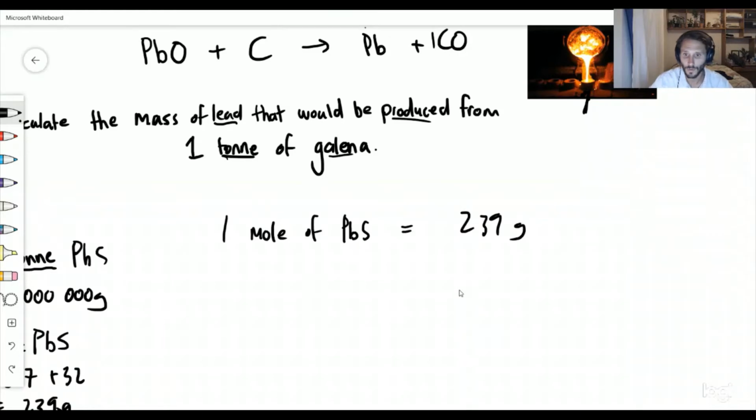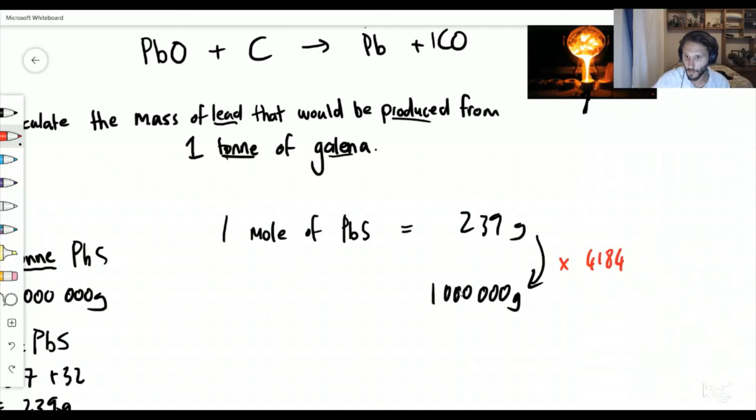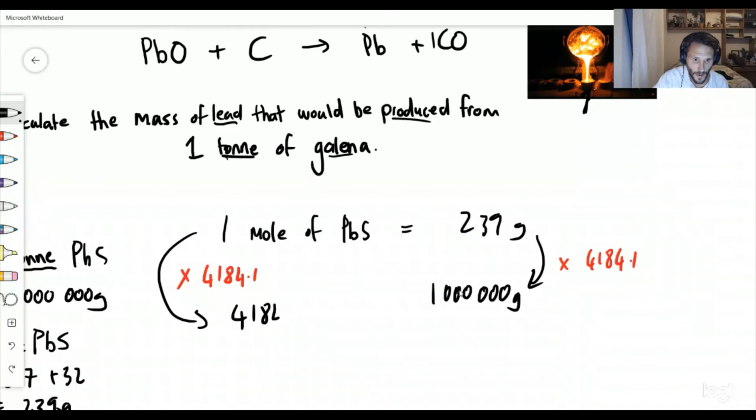So how many moles would 1 million grams be? Well, what do you do to get from 239 to 1 million? Type it into your calculator: 1 million divided by 239, and you're going to get 4184.1. That's the multiplication you have to do to get from 239 to 1 million. Whatever you do to one side, you do to the other, and 1 mole times that is itself. So 4184.1 moles makes 1 million grams. This is talking about lead sulfide.